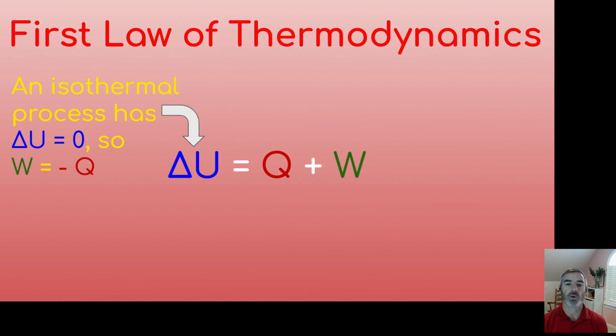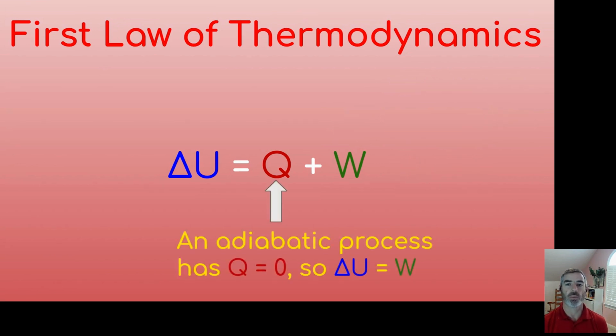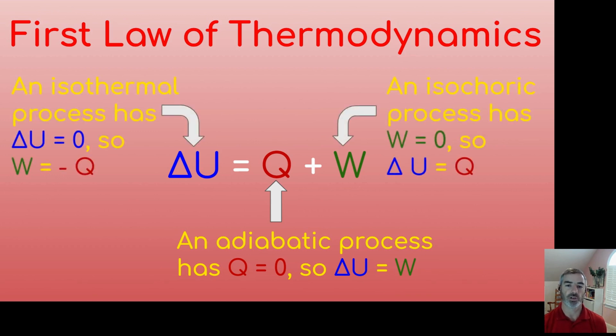For an isochoric process, the work done is 0. That's a vertical line on the graph. So that means that the change in internal energy is directly related to the heat that is removed or added to the system. And our third process for the first law of thermodynamics is an adiabatic process, which we saw briefly earlier in the video. And that has a heat value of 0, so there's no heat transfer. So that means delta U is directly equal to the work value. So if there's an increase in work, that means there's an increase in internal energy.